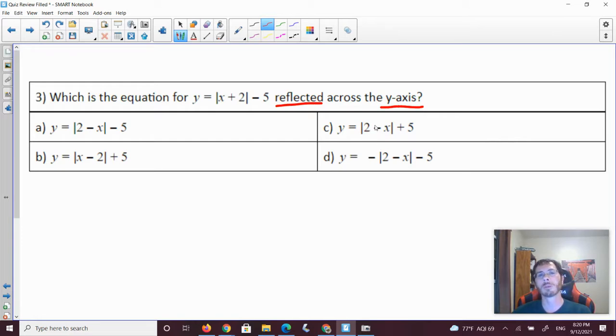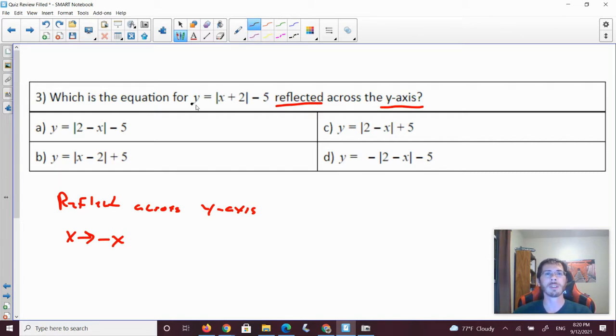So what we want to do is make sure we're reflecting across the y-axis. Remember, the y-axis is the one that goes up and down, so we want to flip left and right. But we also want to remember what the rules are for that. If we're going to reflect across the y-axis, remember, x is going to become negative x. So that's what we have to do in this situation. We have to turn the x's into negative x's.